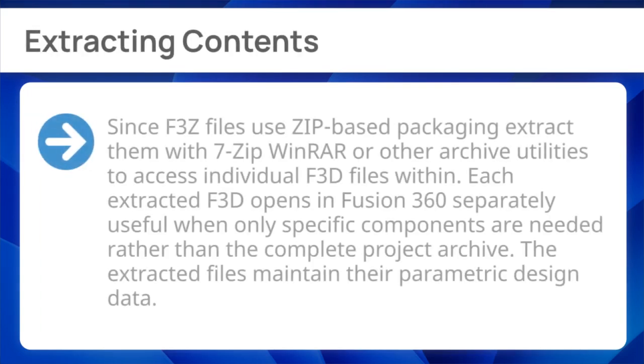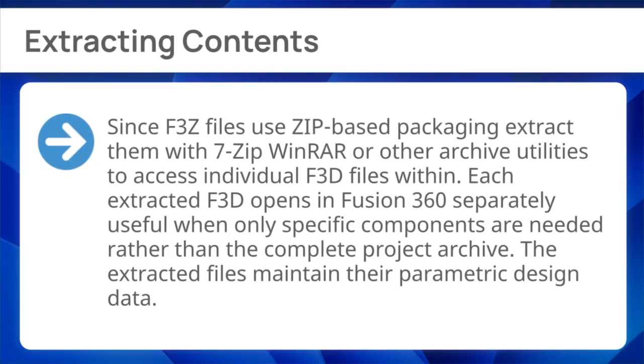Next, extracting contents. Since F3Z files use zip-based packaging, extract them with 7-Zip, WinRAR, or other archive utilities to access individual F3D files within. Each extracted F3D opens in Fusion 360 separately, useful when only specific components are needed, rather than the complete project archive. The extracted files maintain their parametric design data.